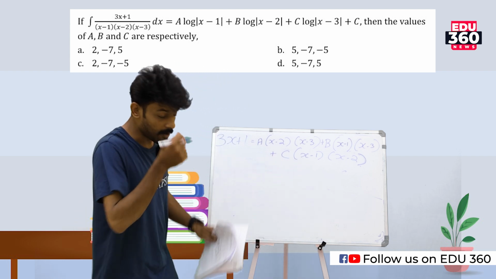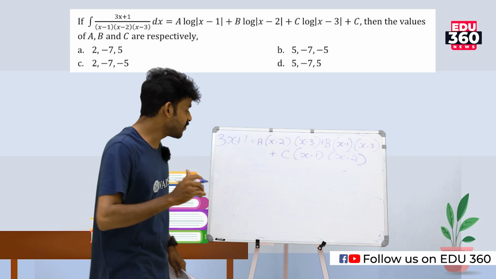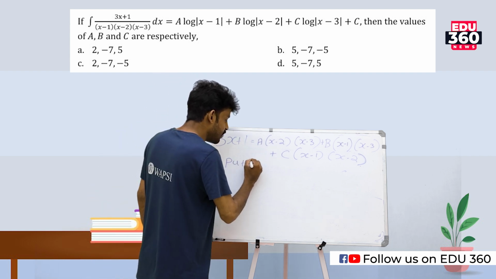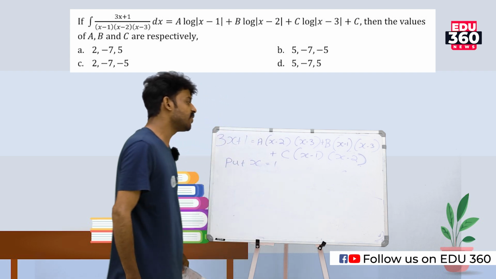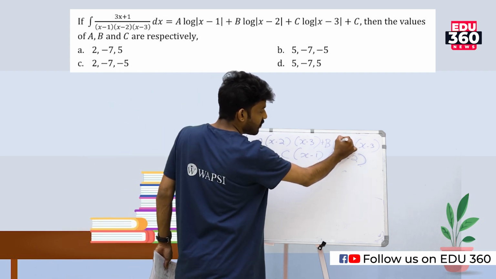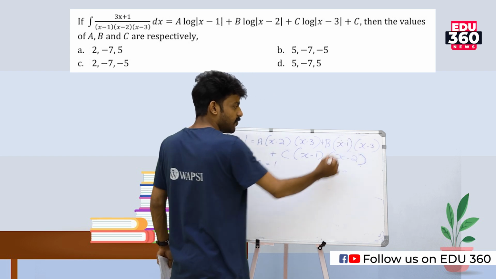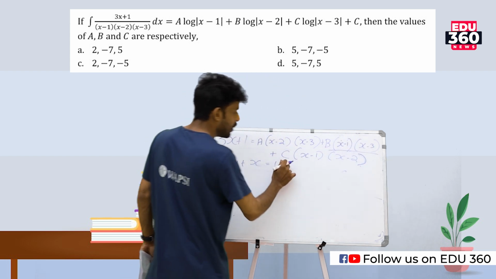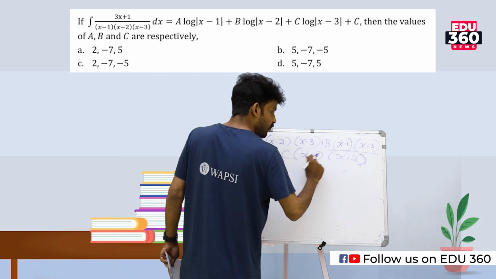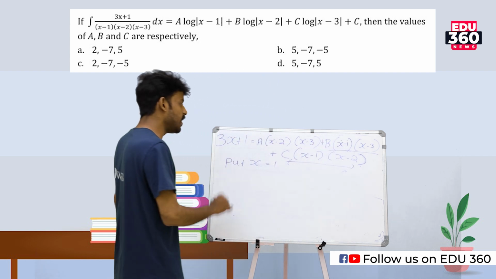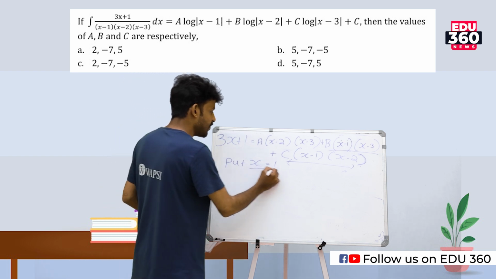So how can we find the values of a, b, c? It's simple, just put x is equal to 1. On substituting x is equal to 1, this term will become 1 minus 1, 0. So 0 into any term means 0. And here also 1 minus 1, 0. So the b and c terms will become 0. Only a is remaining.